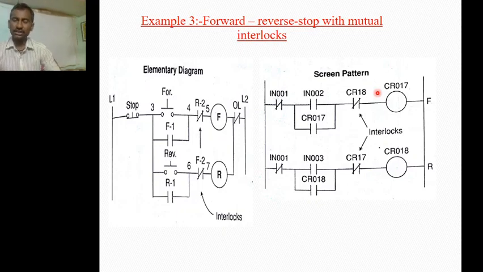That means when the CR017 contact is on, CR018 is off, and when the CR018 contact is on, CR017 is off. That means if the motor rotates in the forward direction, it does not rotate in the reverse direction, and similarly, if the motor rotates in the reverse direction, it does not rotate in the forward direction. Like that, we can provide the interlocks here. On the CR017 output line we place the CR18, and on the CR018 output line we place the CR17, in order to make the mutual interlocks.